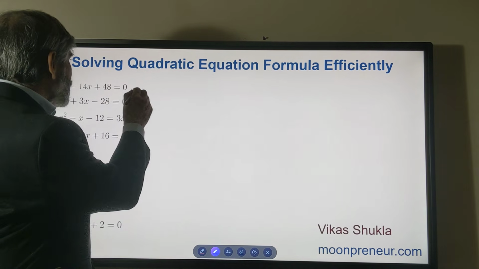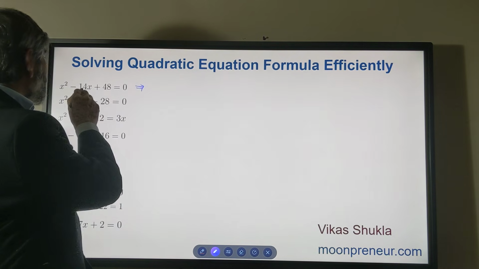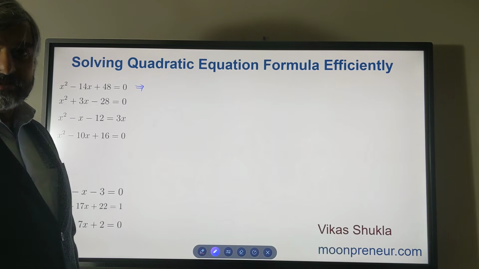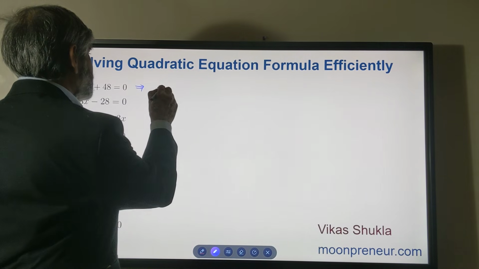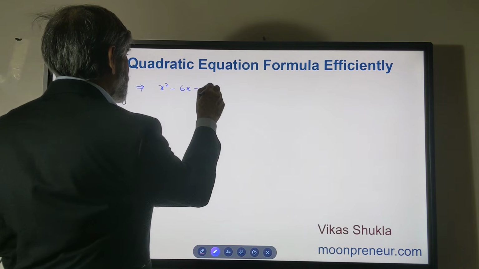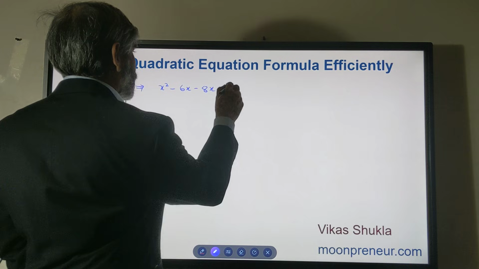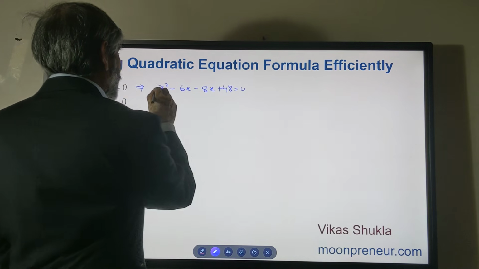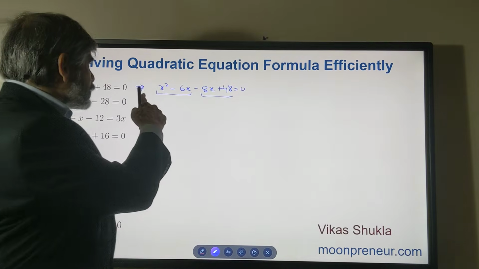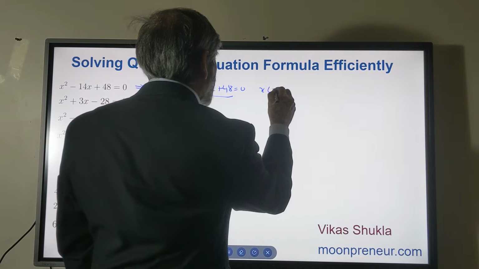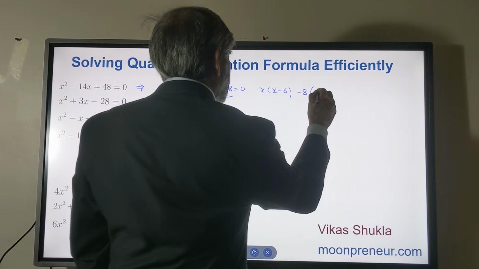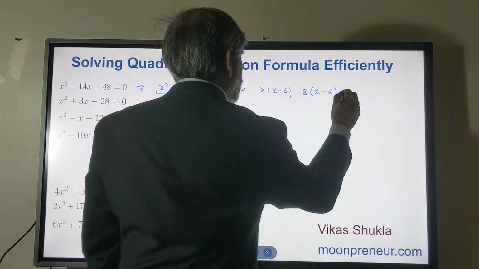And what those numbers are? For example, for minus 14, it's going to be minus 6 and minus 8. Note the sign. So I write this equation as x square minus 6x minus 8x plus 48 equal to 0. And then I factorize, club these two terms together. Take x common from here. I get x minus 6. And then take minus 8 common from here, I get x minus 6 equal to 0.